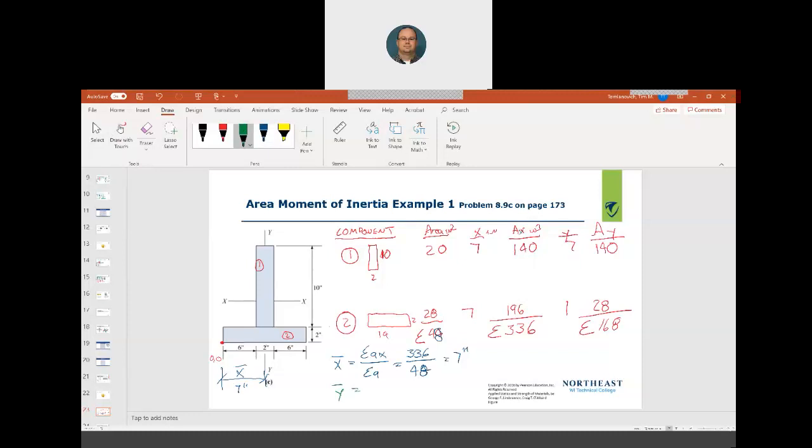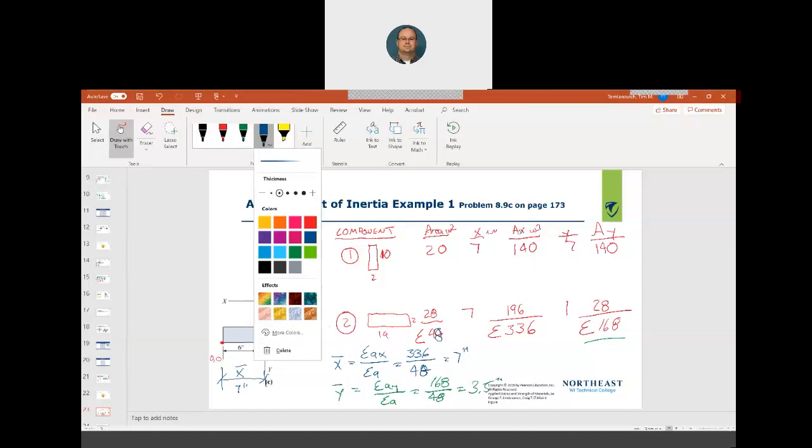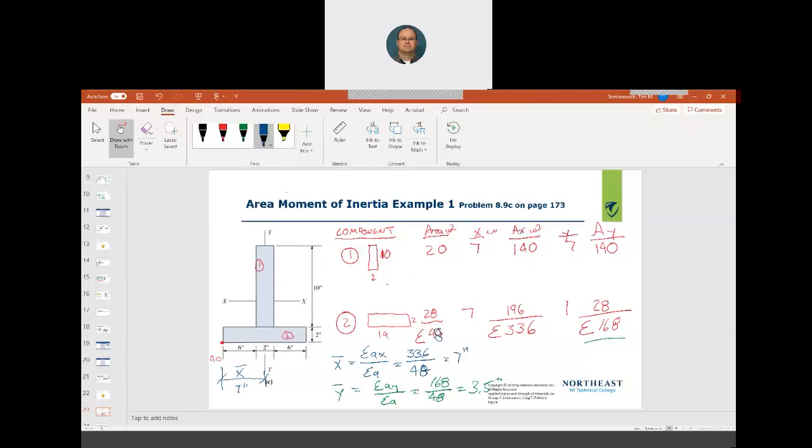Y bar equals sum of the areas times the y distances divided by sum of the areas. All right, so we have 168 divided by 48. That's 3.5 inches. Okay. All right, so we know y bar is 3.5 inches.